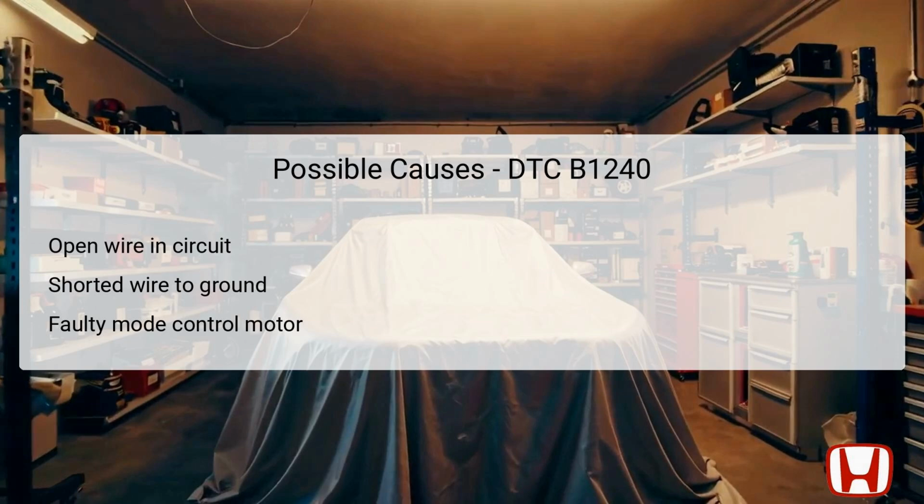Furthermore, a shorted wire to body ground can cause a direct connection that may result in erratic operation or complete failure of the mode control system. In some scenarios, the mode control motor itself may be malfunctioning, preventing it from responding to signals from the climate control unit. Each of these issues can stem from factors like wear and tear, improper installation, or road debris affecting circuit integrity. Accurate diagnosis is essential in identifying the root cause of this error code.